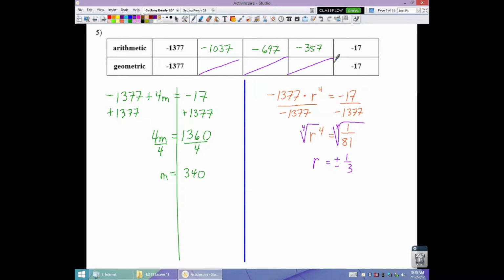If we use positive 1/3, then I would get negative 459, and then another negative, but 153, and then negative 51, leading me to negative 17. If I use the negative 1/3, this is positive 459, stays negative 153, positive 51, and negative 17.